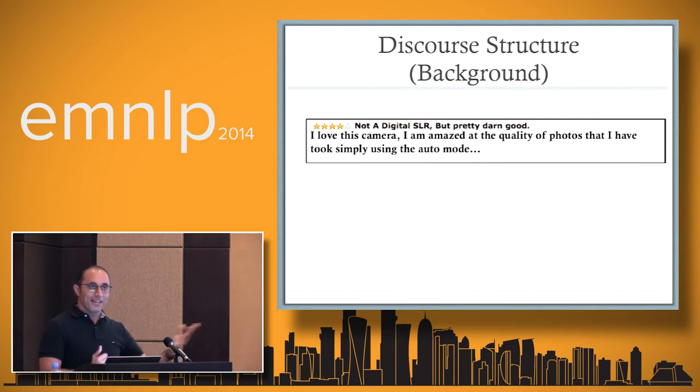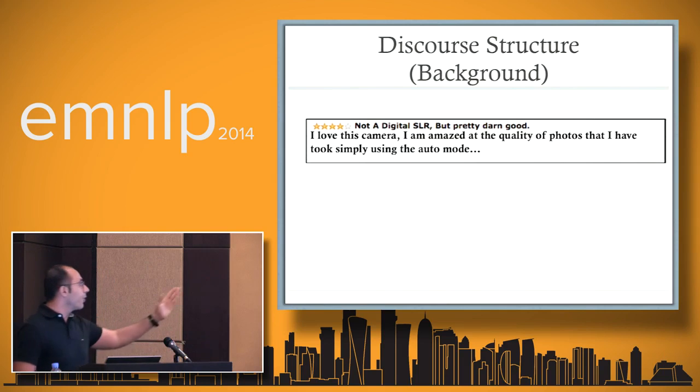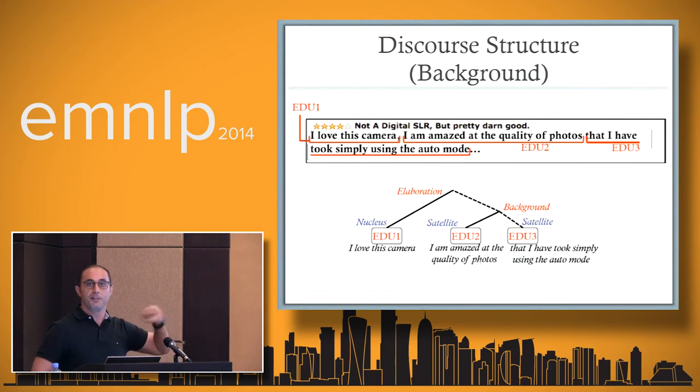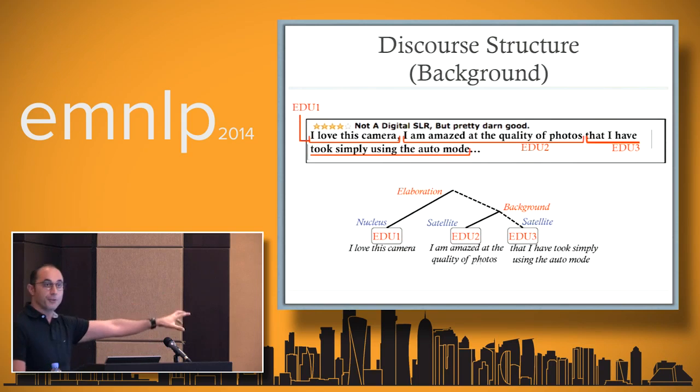I start by talking about discourse structure and relations. I show you in one example what we mean by discourse structure. We have one review here. The discourse parser first segments the review into elementary discourse units, or EDUs, and then finds the rhetorical relations between EDUs and shapes a tree.